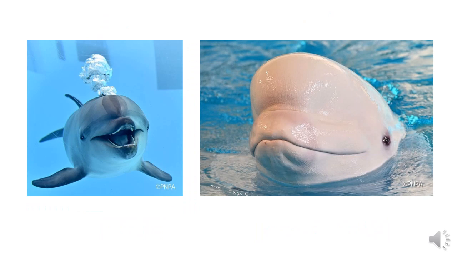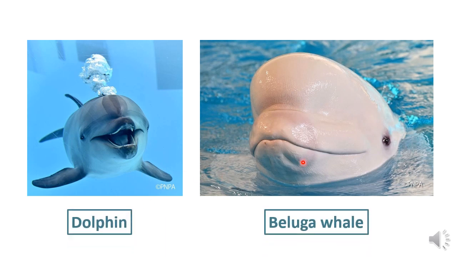Now let's see these animals. This is the dolphin, and this is the whale. It's a type of whale. Can you see any scales? Do we have scales here? How about the whale? Does the whale have scales? No. No, both of them, they look very smooth, right?